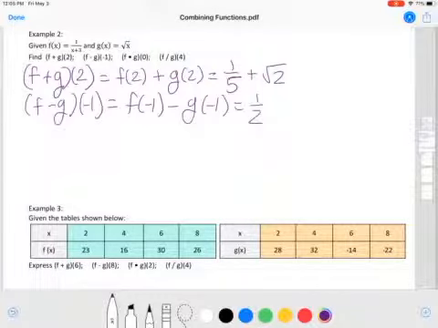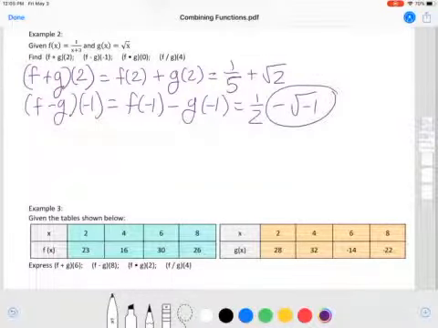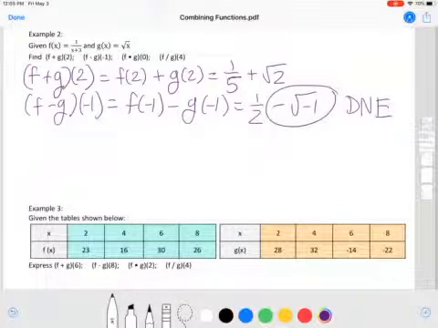And when I plug in negative 1 into g, I get minus the square root of negative 1. I can't do that using real numbers. So for this example, I would write does not exist or undefined. And remember, in the previous example up above, when we found the domain for this, negative 1 was not in that domain, which is why this isn't working.